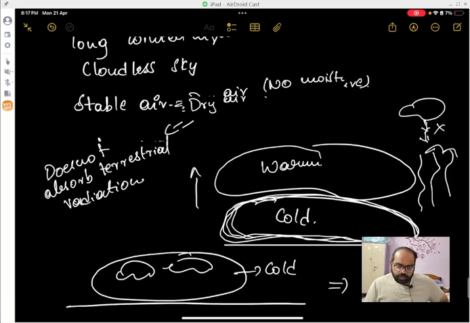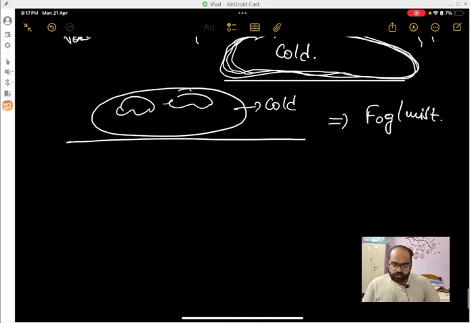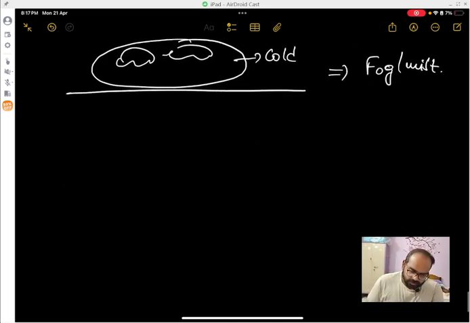What are the conditions that are necessary for this to happen? Long winter nights, cloudless sky, and stable air. Stable air in the sense dry air. That's all for today, guys.